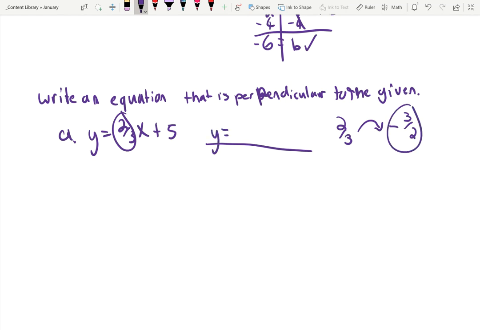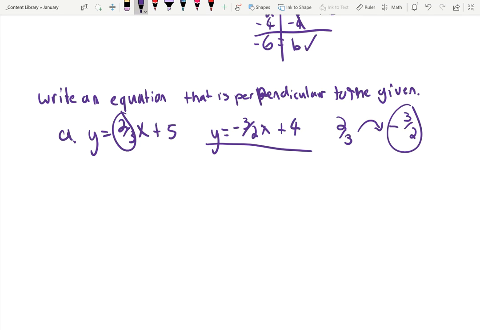So y equals -3/2 x, and then I can write whatever y-intercept I want. It can even be the same y-intercept if you want. So you can write +5. That's fine. It doesn't have to be a different y-intercept here because it's not going to be the same line because it has a different slope. So the fact that the slope's already different, right? 2/3, -3/2 indicates it's already a different line. But we'll change the y-intercept anyway. We'll say the y-intercept is +4.